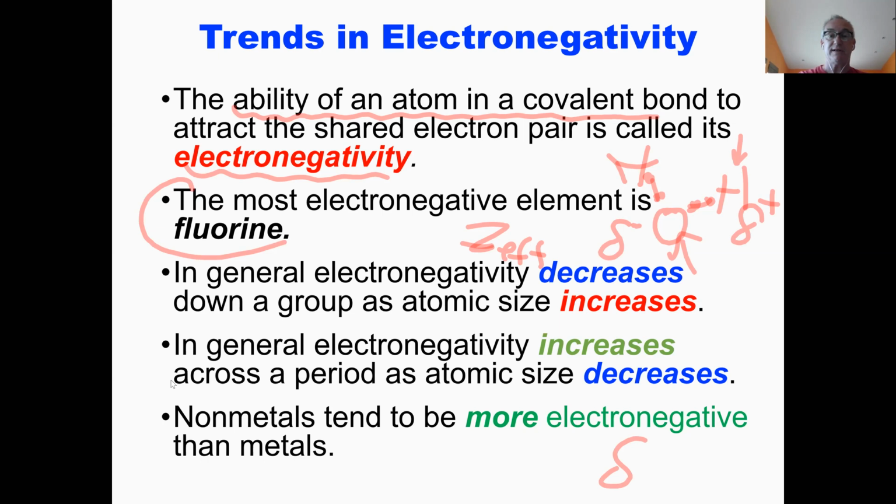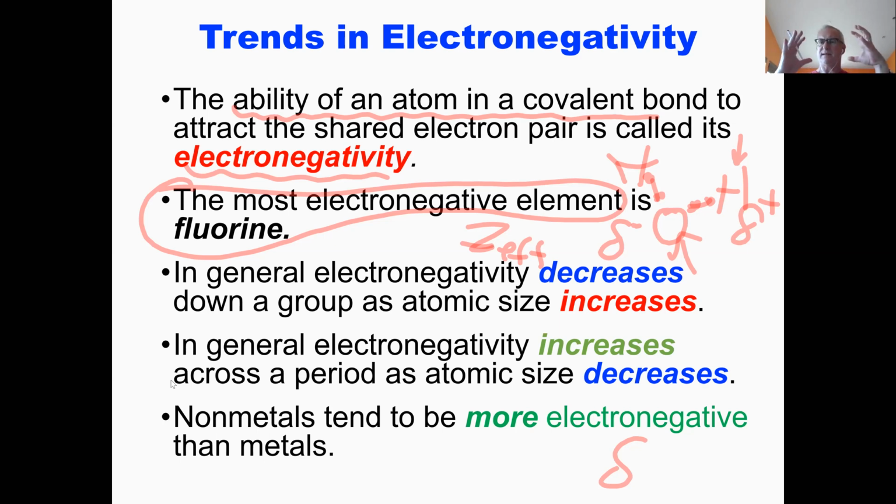Now, the most electronegative element is fluorine. Fluorine pulls on electrons more than any other element. So any compound that fluorine's in, it's holding those shared electrons really, really close to it. So in general, electronegativity goes down as the size gets bigger. And that makes sense, right?